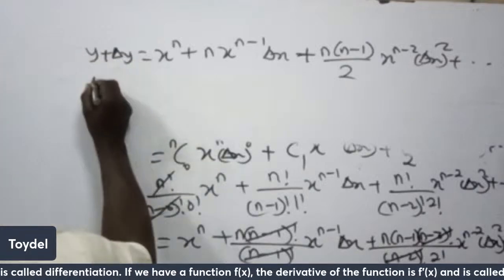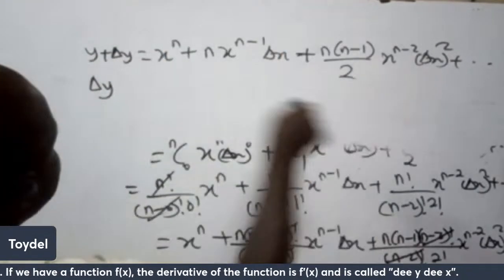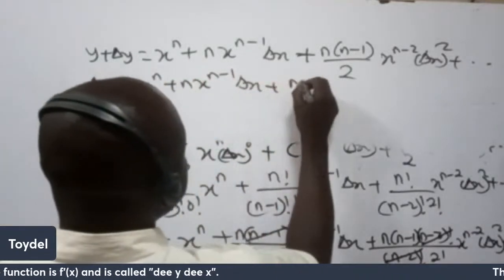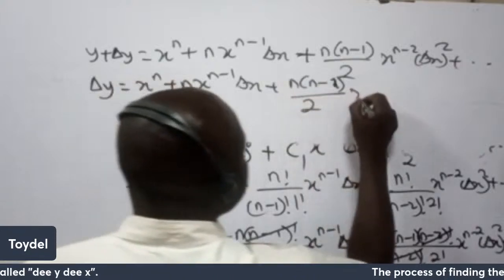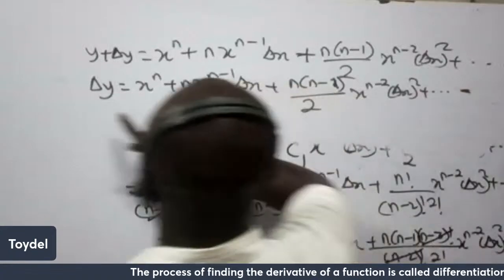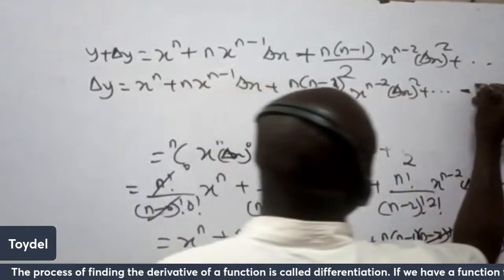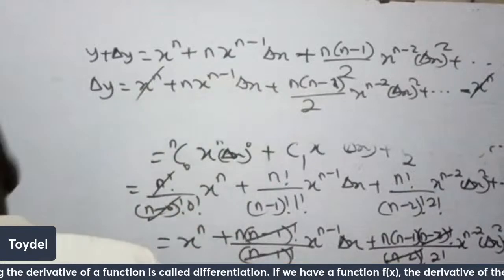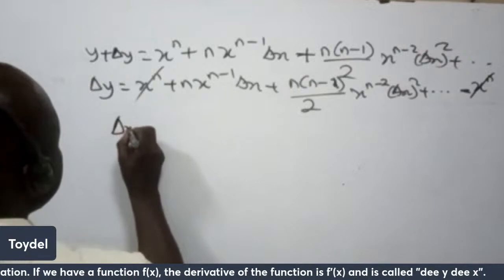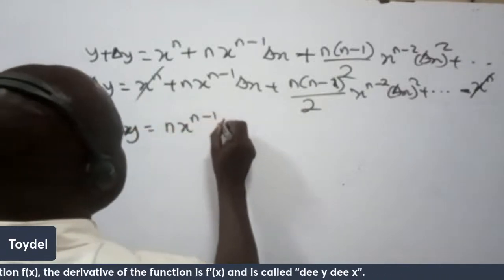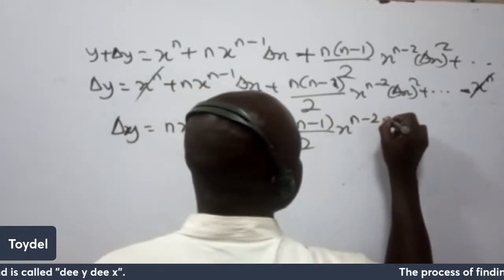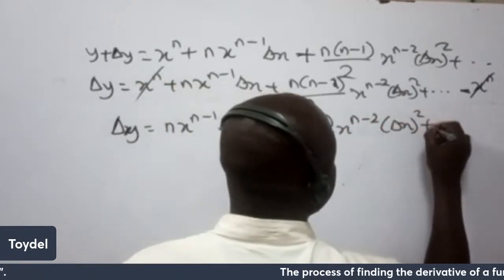So from here now, I will make delta y the subject of the formula. That will be minus x. I'm going to have x to the power n plus n into x to the power n minus 1, delta x, plus n into bracket n minus 1 all over 2, x to the power n minus 2, delta x squared, plus dot dot dot, minus y, and y is given as x to the power n. So x to the power n will take care of this. At the end of the day, we'll be left with delta y equal to n x to the power n minus 1, delta x, plus n into bracket n minus 1 all over 2, x to the power n minus 2, delta x all squared, plus dot dot dot.